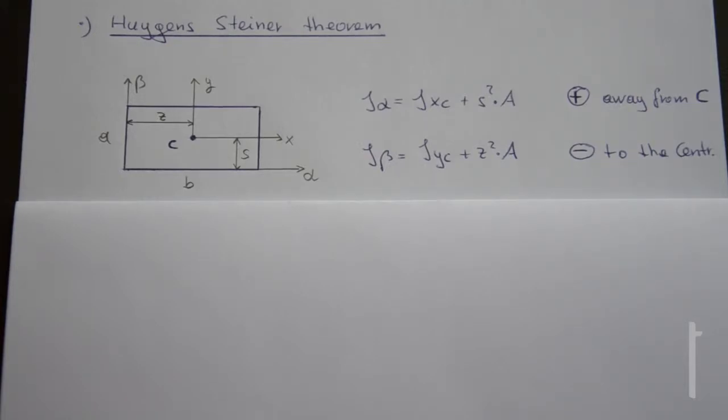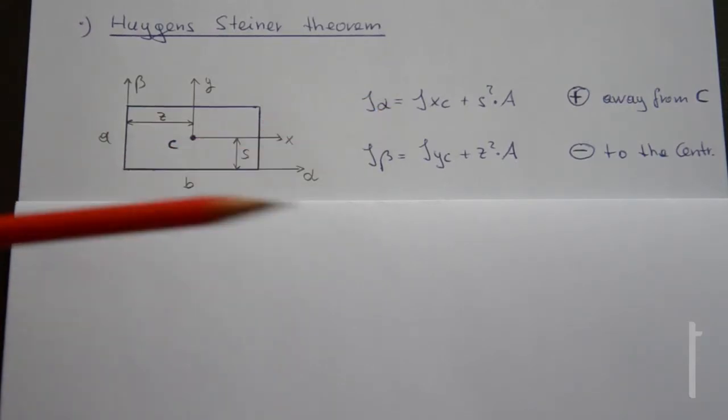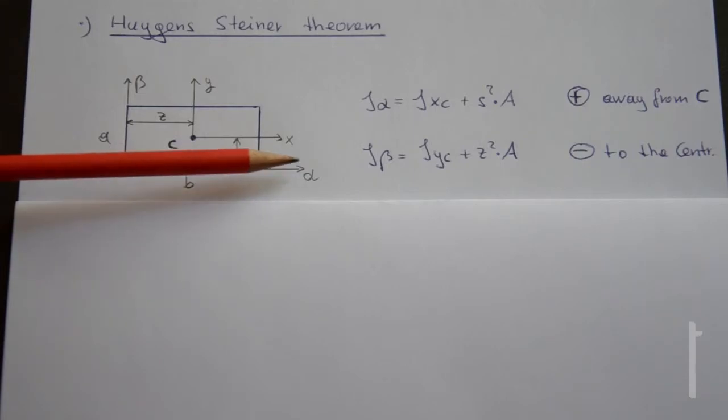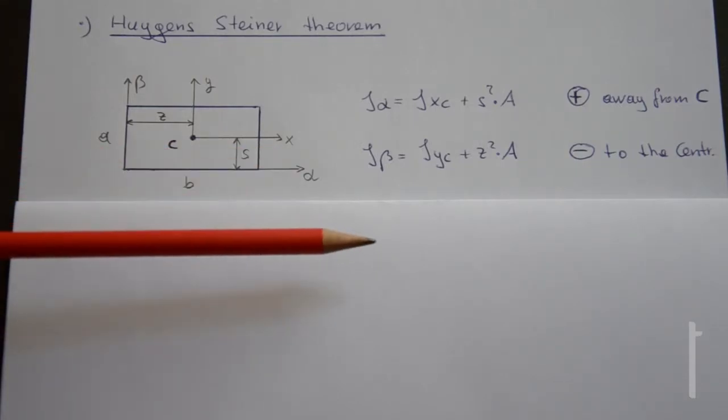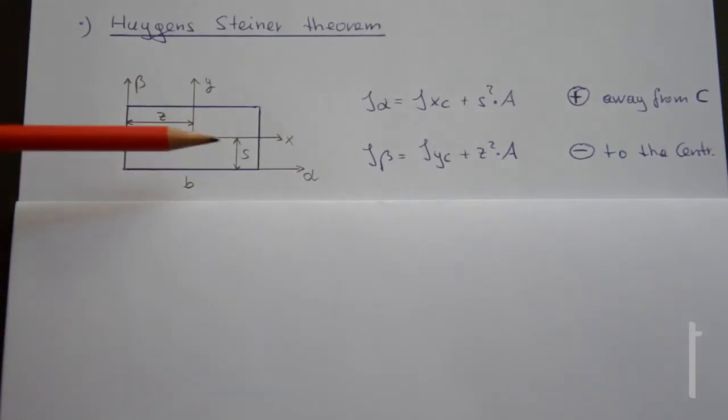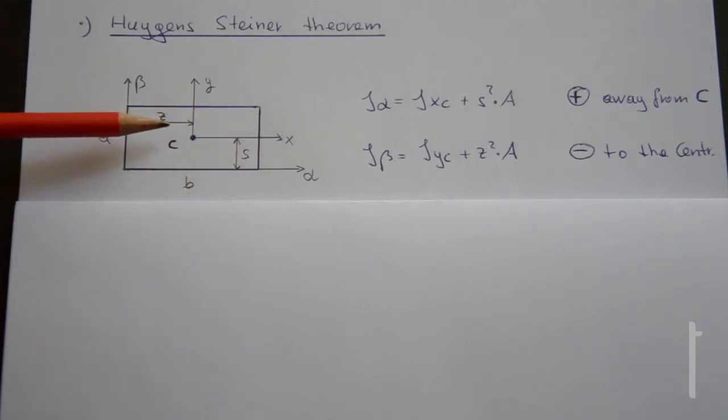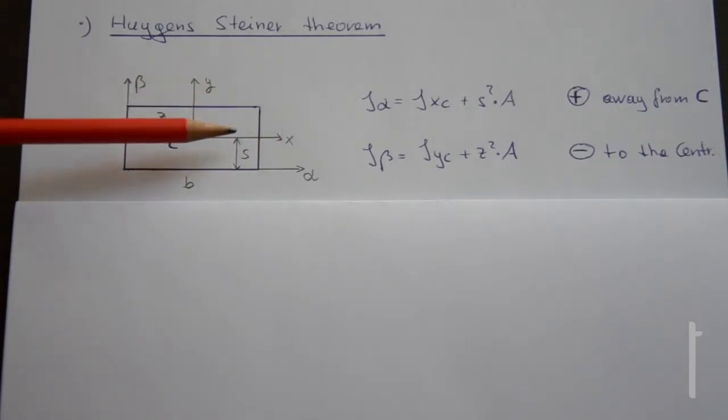And also be aware that we are just able and allowed to use Steiner's theorem if we leave an axis through the centroid or if we are going to an axis through the centroid. It always has to be an axis that has something to do with the centroid. We're not able to use Steiner's theorem if we go from the alpha axis to some other random axis. It always has to be an axis that runs through the centroid. Either we go to it or we leave it.